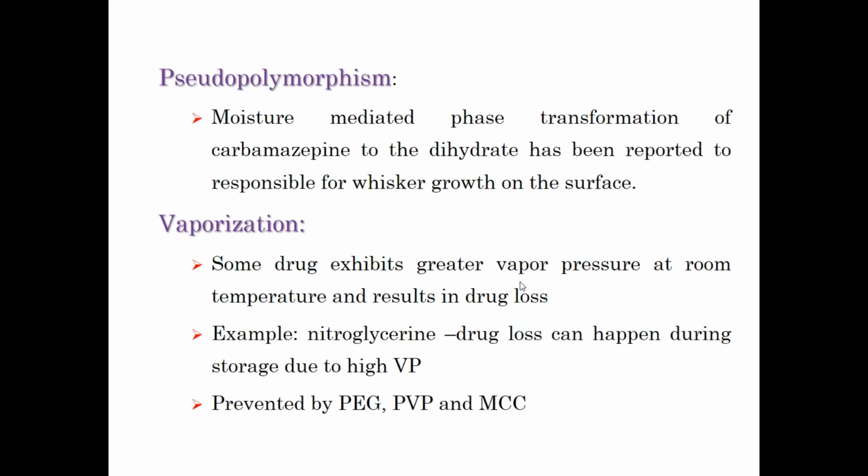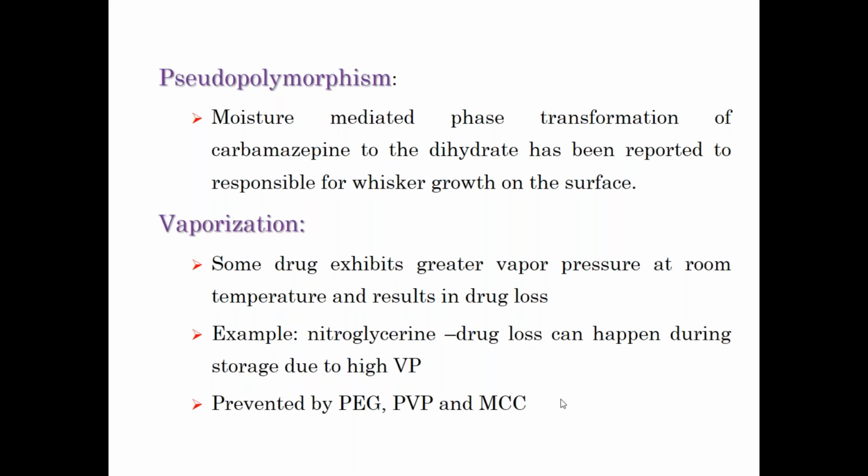So vaporization is the next one. Some drugs you are going to lose under particular temperature and pressure. That means the original quantity of the drug you would have used gets vaporized because of its property. That is mainly affected by the temperature around it or the pressure under which we are processing that particular drug. It exhibits greater vapor pressure at room temperature and results in drug loss. Greater vapor pressure in the sense it gets vaporized. If you have a thorough understanding of the concept of vapor pressure, it becomes easy to understand this concept.